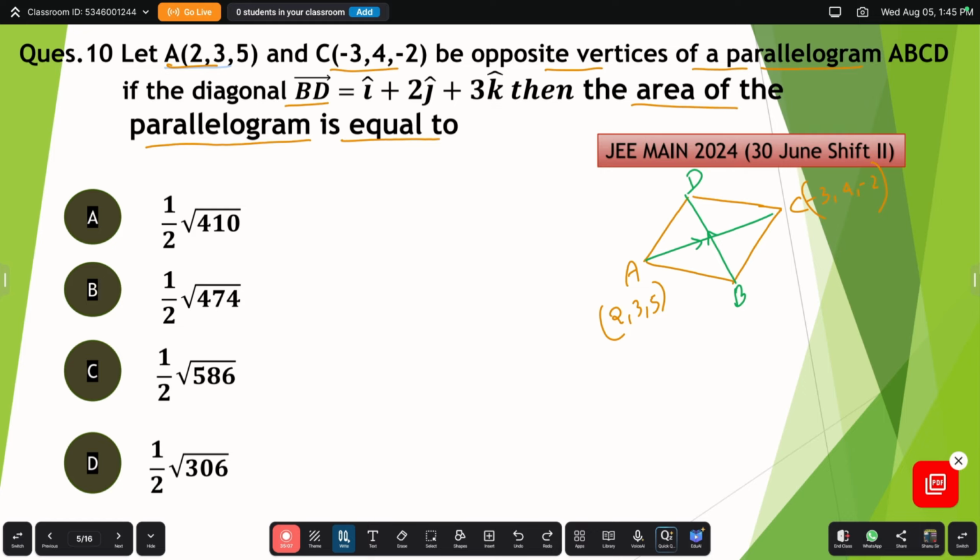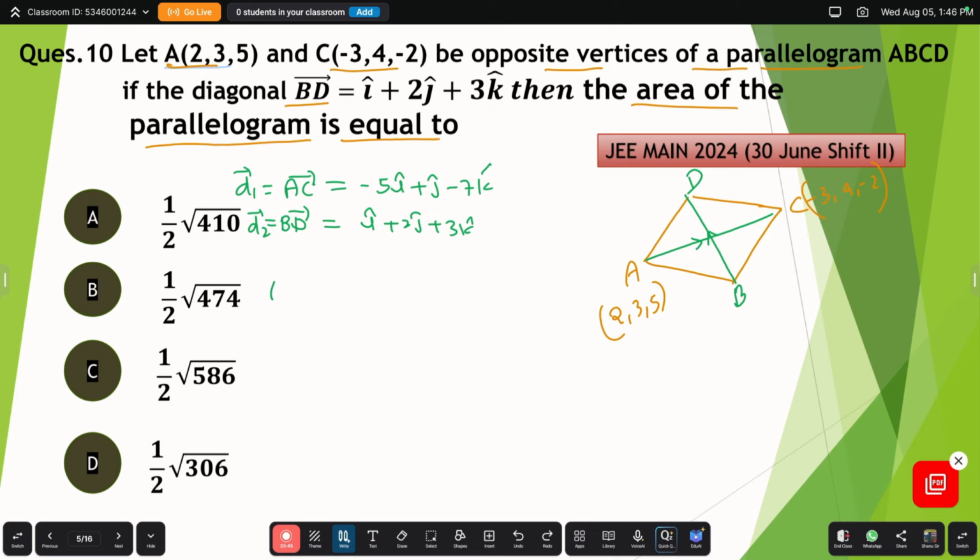Can you tell me what is the AC diagonal? Diagonal AC is D1. Suppose D1, D2, whatever you say, no problem. AC vector: final points minus initial points. What is the AC vector? (-3 - 2)i, that is minus 5i, and (4 - 3)j, that is plus j cap, and (-2 - 5)k, that is minus 7k cap. This is the AC vector, one diagonal. Another diagonal BD is already given. You can say this is D2: i plus 2j plus 3k.